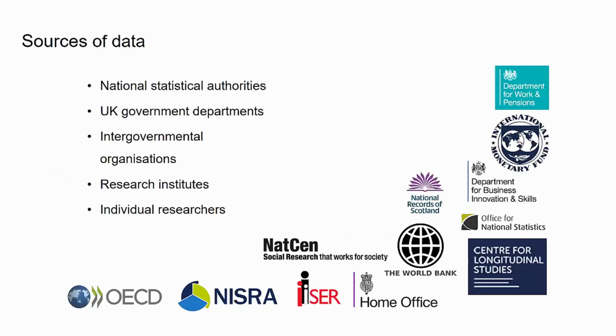So next we'll discuss sources of our data. The data we hold come from a variety of sources and we're allowed to disseminate them under licence from the original data creator. Our depositors include national statistics authorities, such as the ONS, UK government departments, such as the Home Office, and intergovernmental organisations, like the International Monetary Fund. We also have data from research institutes, for example, NatCen and ISA and CLS.